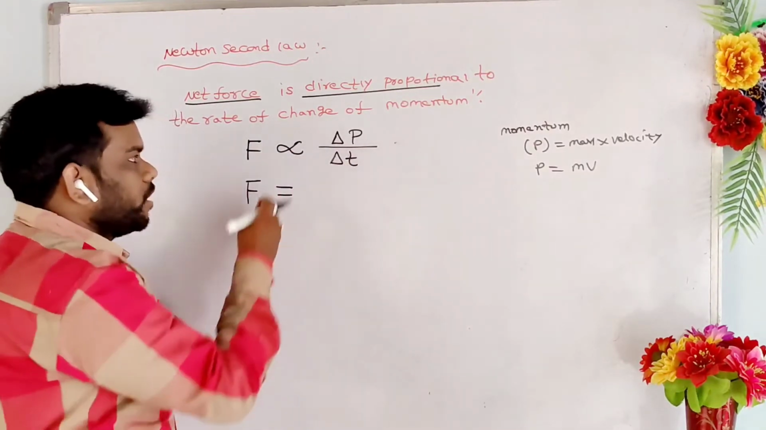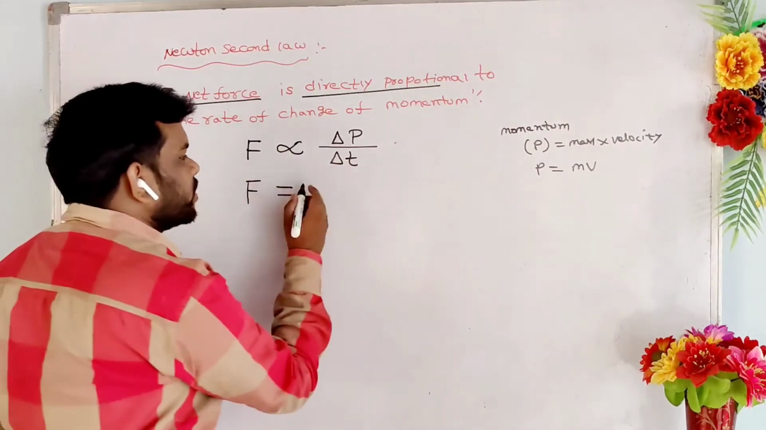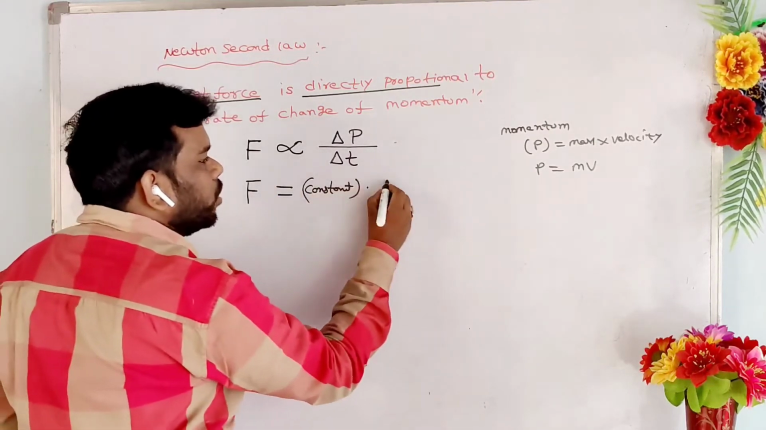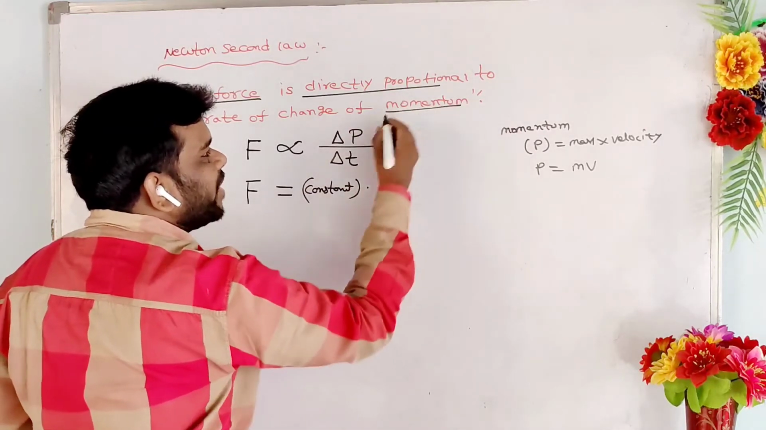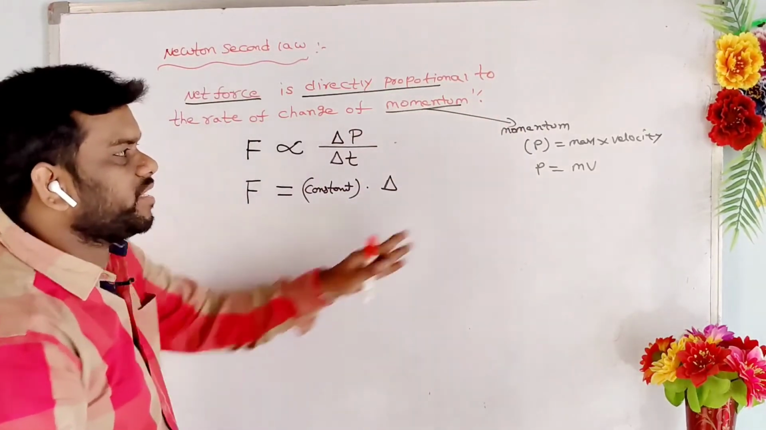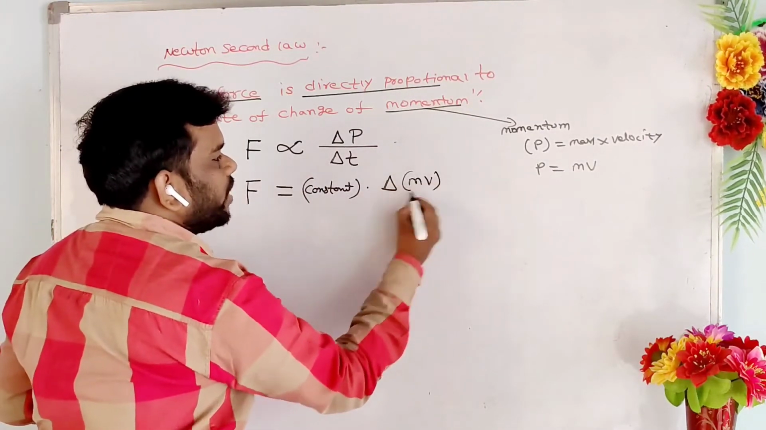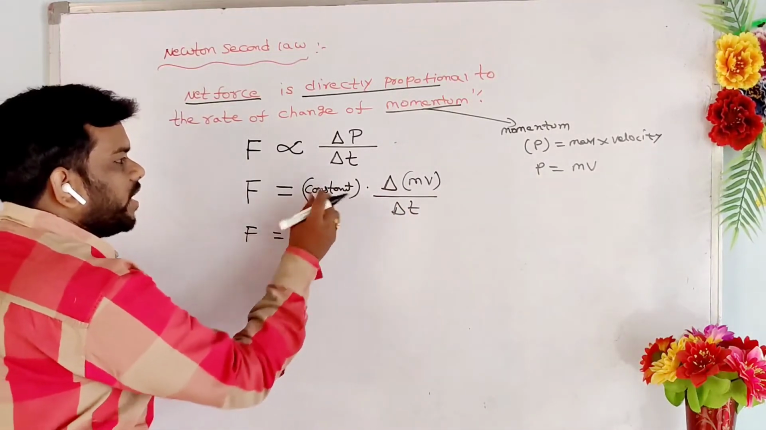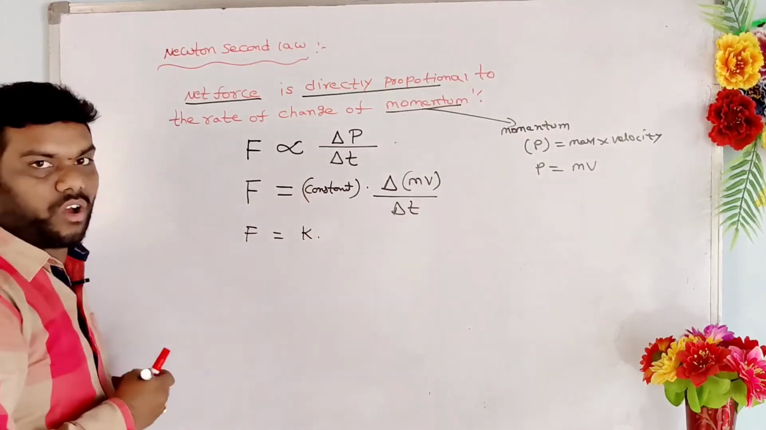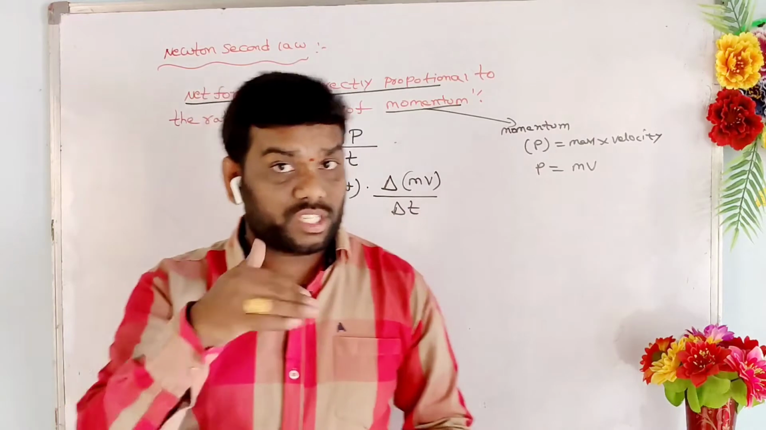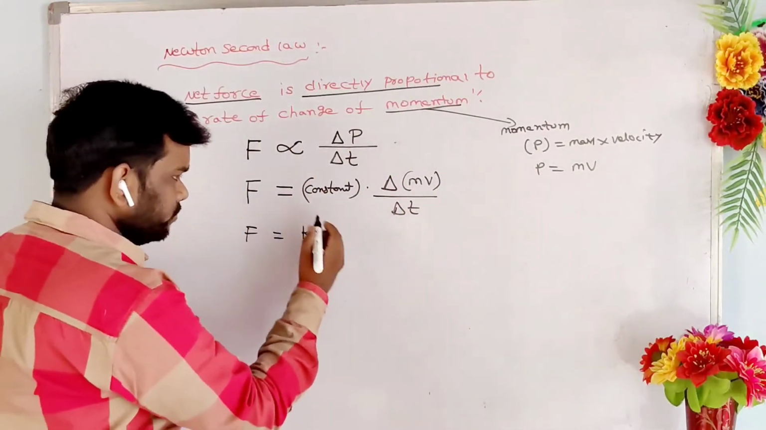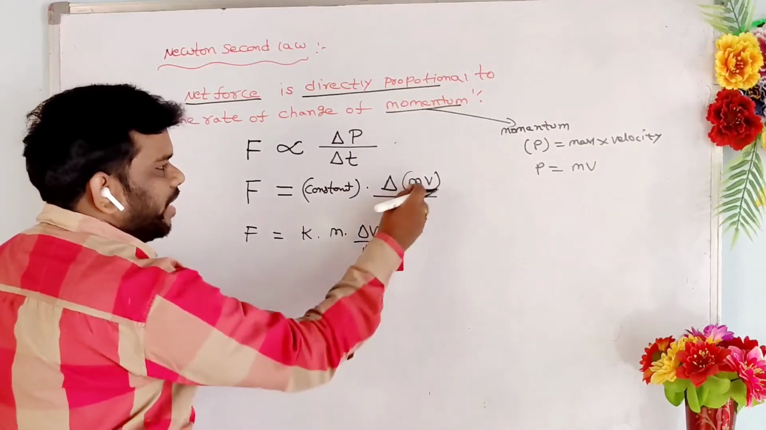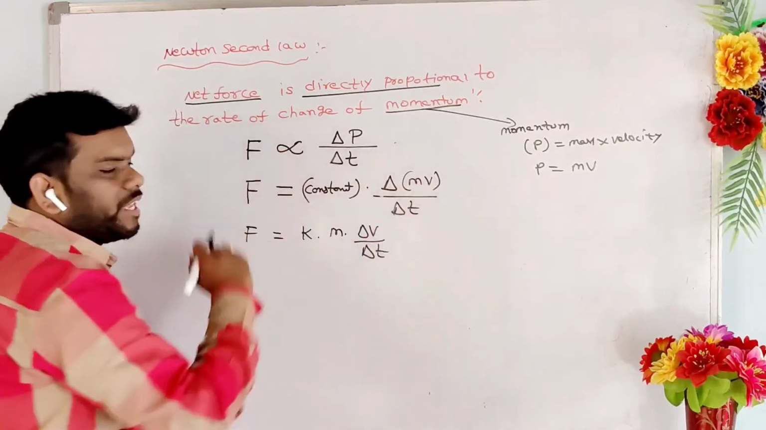When you replace the proportionality sign with an equals sign, there must definitely be a constant. So F equals constant into delta P by delta T. What is P? Momentum. What is the formula of momentum? P is equal to mv. Then substitute mv over delta T. Okay students, then F is equal to k, where the constant is generally denoted by the symbol K. So with constant K, F equals k into m, the m comes in front, into delta V by delta T.